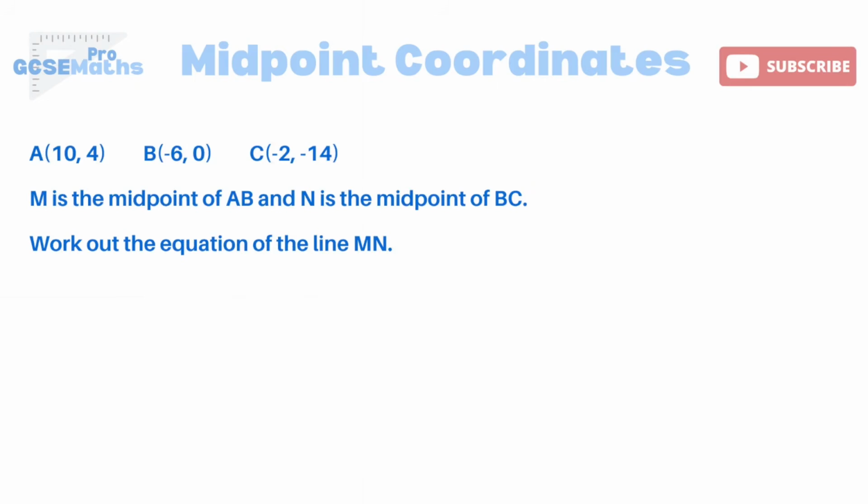Now, my final question is a little bit longer. As I said, you might need to work out the midpoint within a bigger question. So we've been given 3 sets of coordinates, A, B, and C: 10, 4; minus 6, 0; minus 2, minus 14. We've been told that M is the midpoint of AB and N is the midpoint of BC. We want to work out the equation of the line MN.